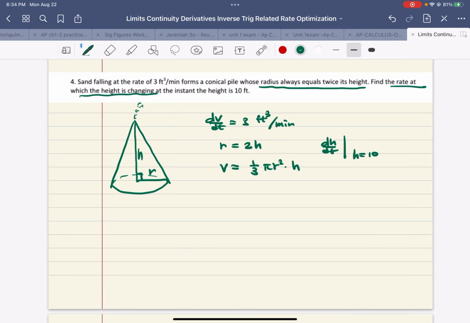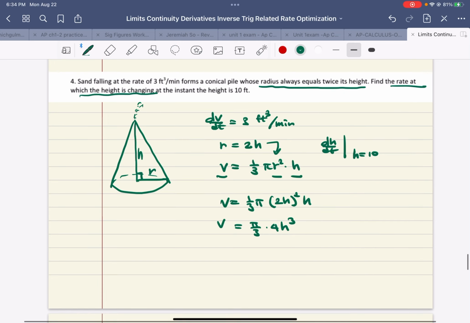But before you take a derivative, since these are all variables, you need to make it only in terms of h. So you substitute this r into here. V is 1/3 pi, and instead of r you substitute 2h. So pi over 3 times 4h cubed, since h squared times h is h cubed. That's V. Now when you take a derivative, dV/dt, the 3 cancels out, so 4 pi h squared dh/dt.